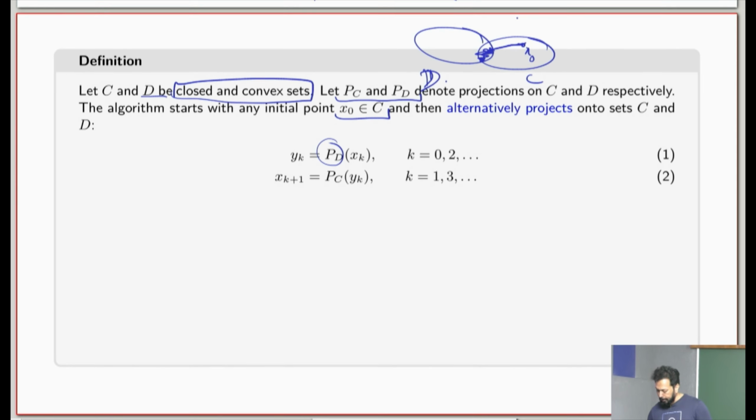So I define a projection that gives me a point y, because this PD is a projection on D. So this means that I'm getting a point y from the D set. And then I'm taking that y and projecting it back to the C set by the projector PC. So then I'm getting a point xk plus 1 in the C set, and obviously I keep doing this. So this is odd and even.